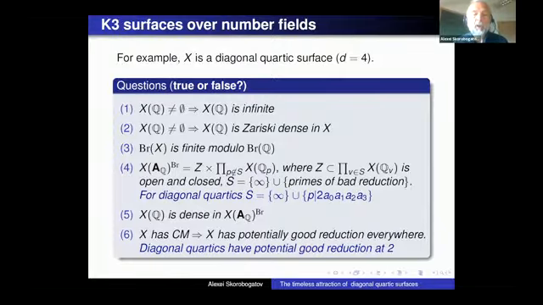So in particular, diagonal quartics, do they have potential good reduction at the prime 2? To the best of my knowledge, this is not known. I mean, this question looks completely elementary, but I'll be really pleased if maybe one of you could tell me that this is true and explain why.